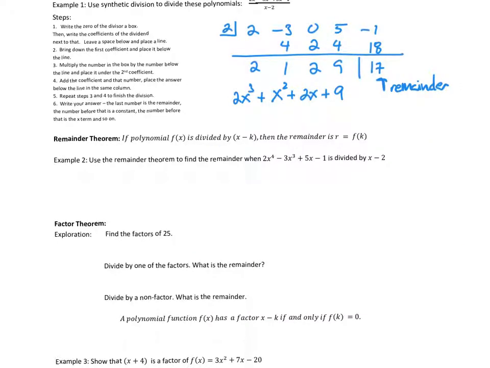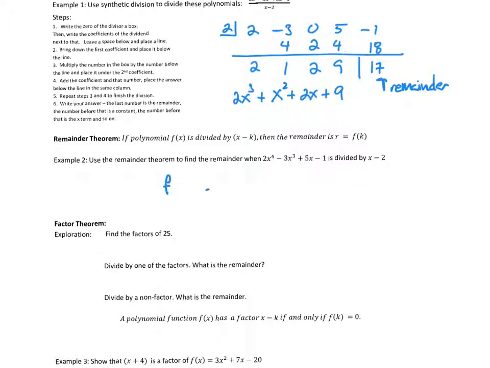Okay, moving on. So the remainder theorem, what is this saying here? If polynomial f of x is divided by x minus k, then the remainder is r equals f of k. So let's take a look and see what that means here. So here's our function, f of x, and we're going to divide by x minus 2, so just like x minus k. What that means is I can just plug in the zero for this and find out what the remainder is. So let's give that a try.